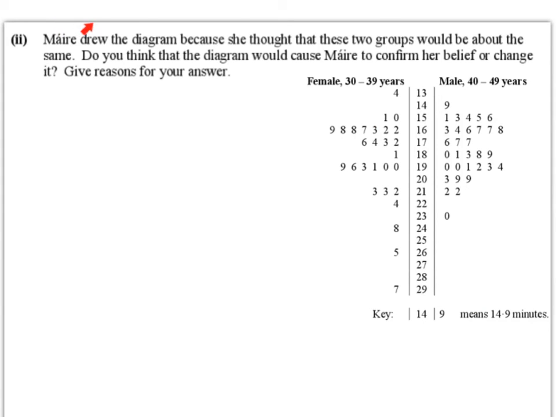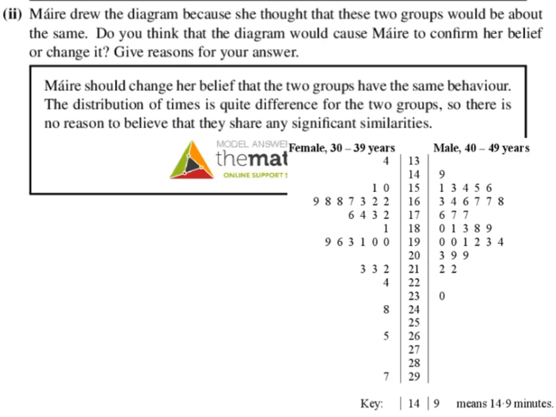2. Maura drew the diagram because she thought that these two groups would be about the same. Do you think that the diagram would cause Maura to confirm her belief or change it? Give reasons for your answer. Maura should change her belief that the two groups have the same behaviour. The distribution of times is quite different for the two groups. So there is no reason to believe that they share any significant similarities.